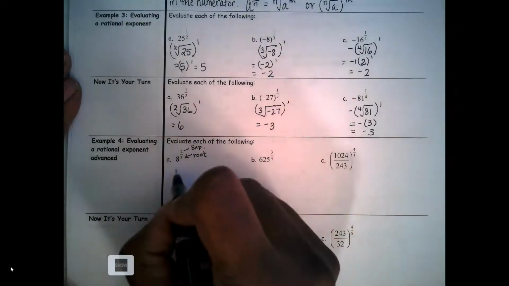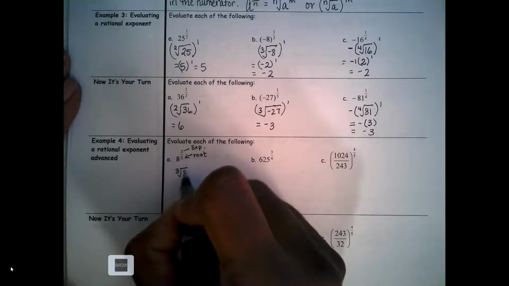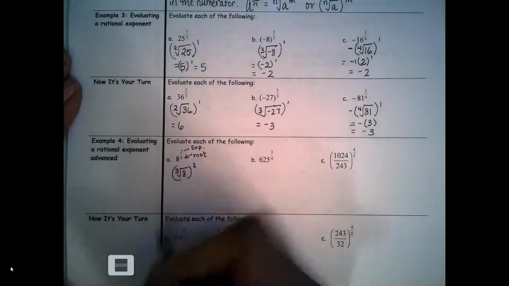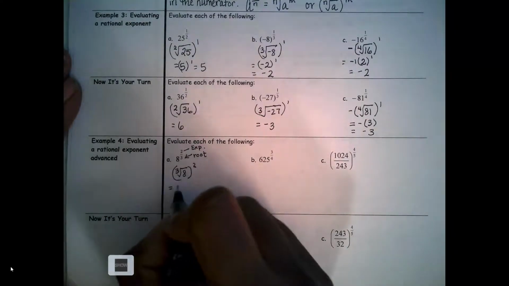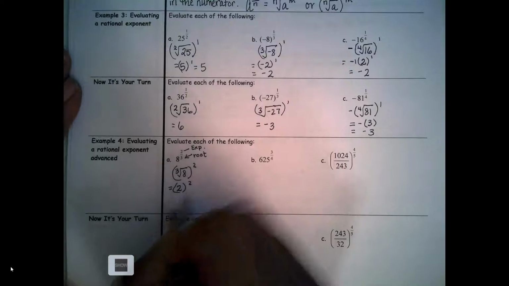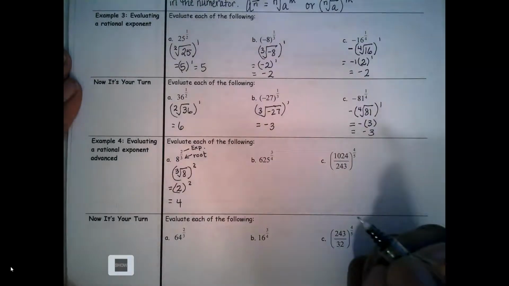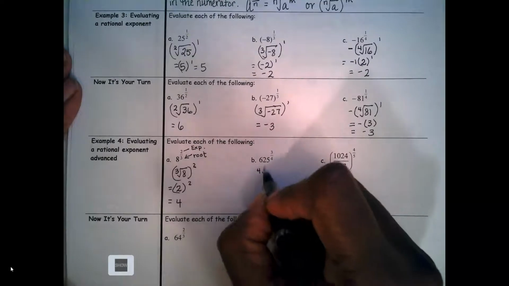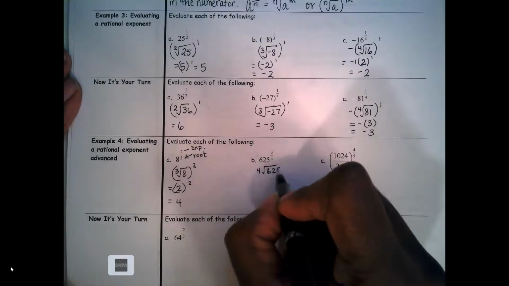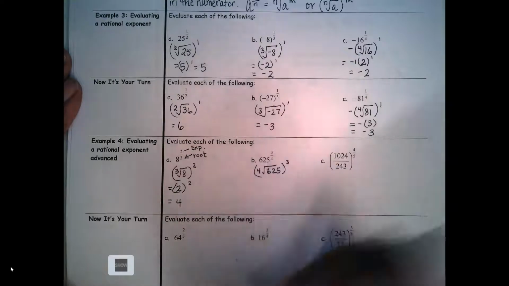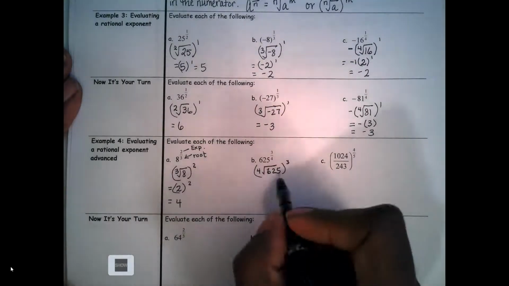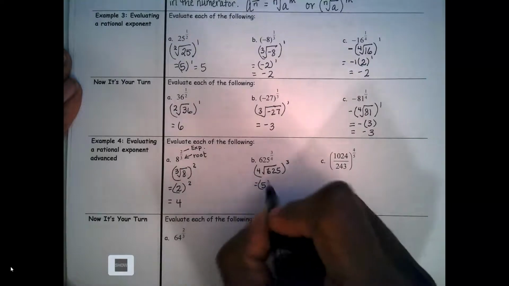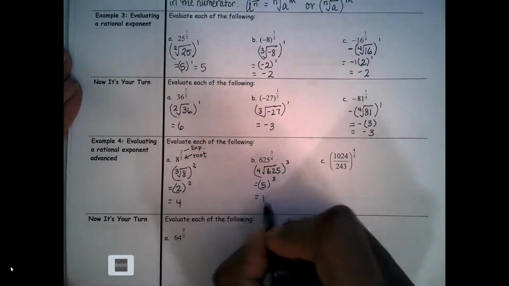So I know I'm taking the cube root of 8, and whatever that result is, I'm going to raise it to the second power. So if I take the cube root of 8, that's 2, and then I raise it to the second power, which is 4. Same thing over here. I'm taking the 4th root of 625, and whatever that result is, I'm going to raise it to the third power. So the 4th root of 625 is 5. We're going to take 5 and raise it to the third power, and that's 125.